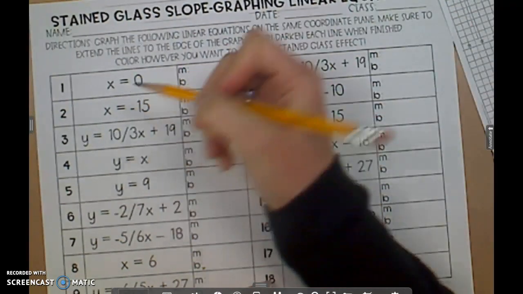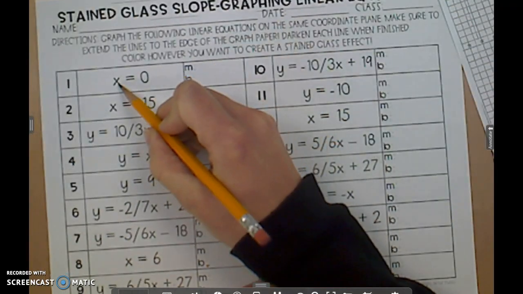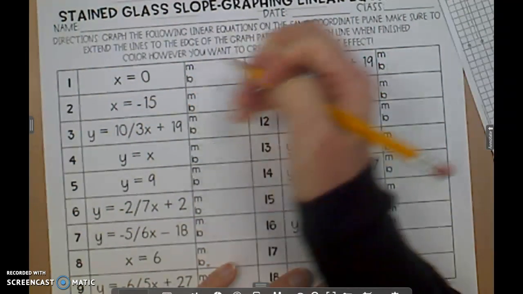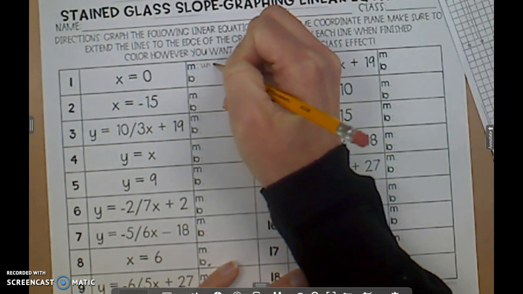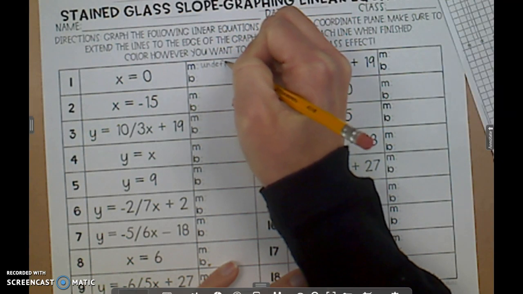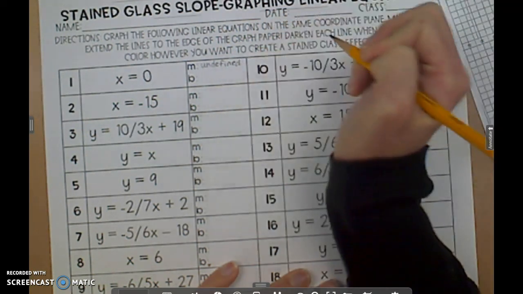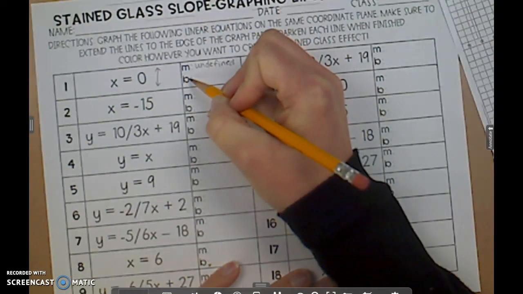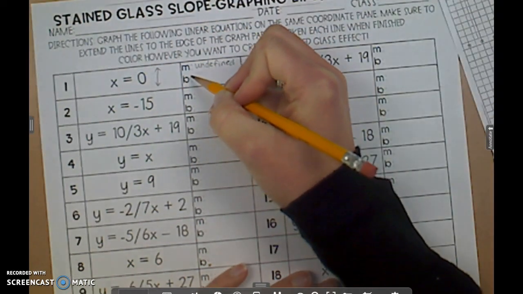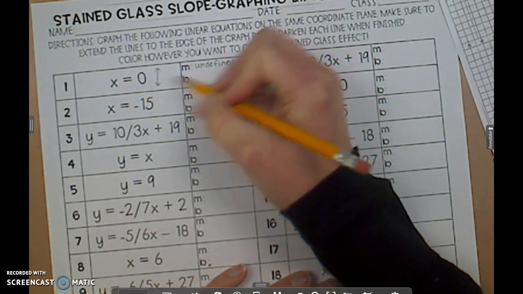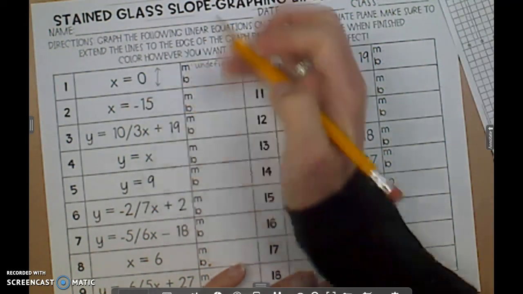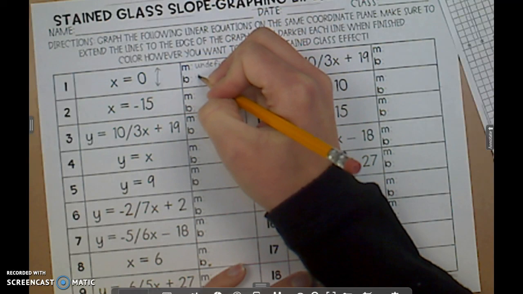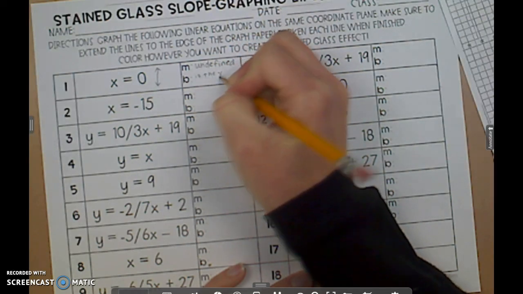So we're going to start, I'll do 1 or 2 with you. X equals 0. Well, this slope is undefined. We want to make sure we remember that this is a straight up and down line, vertical. Our y-intercept, there actually is no y-intercept on here, except that this is the y-axis. So I'm just going to put it is the y-axis.